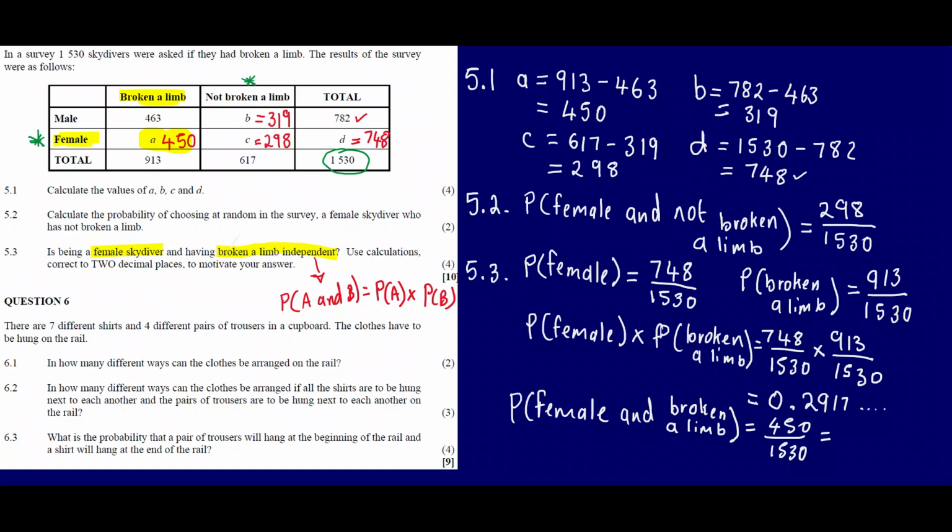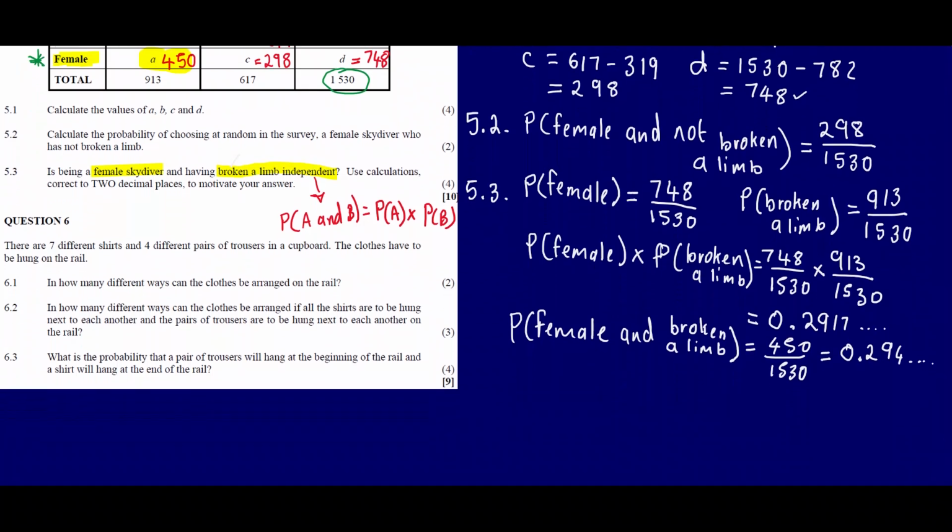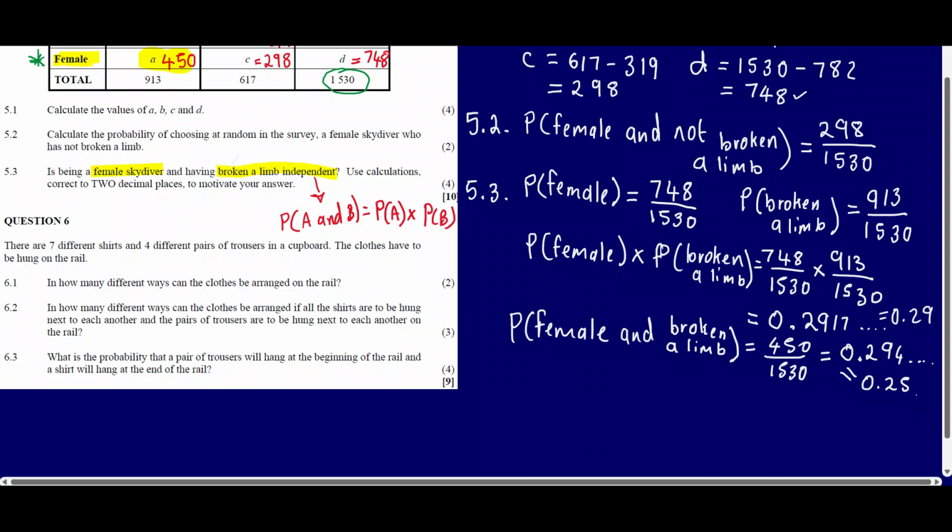So what is the answer? The answer for this is 1450, it's 450 and 1530. The answer is going to be 0.294 and so on. I think we were encouraged to round off to two decimal places, and if we round this off to two decimal places, the answers are going to be the same, right? So we've got 0.29 here, and we also have 0.29 here.